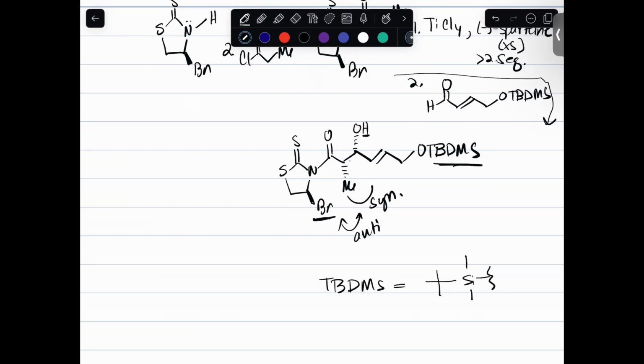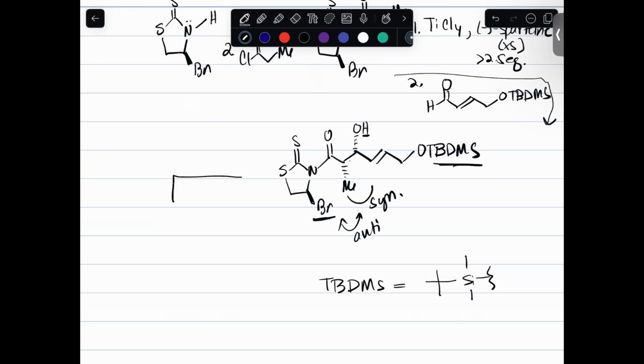TBDMS is a little bulkier. It's a little harder to remove. You want it to stay there a little longer, protecting your alcohols. Luckily for us, you introduce protecting groups in a very similar way.